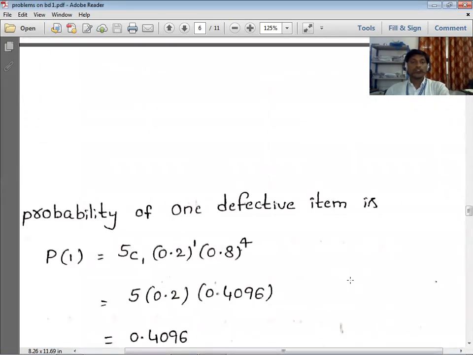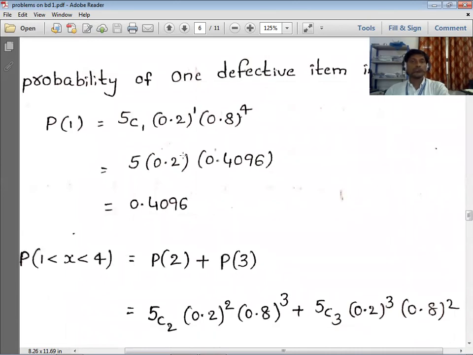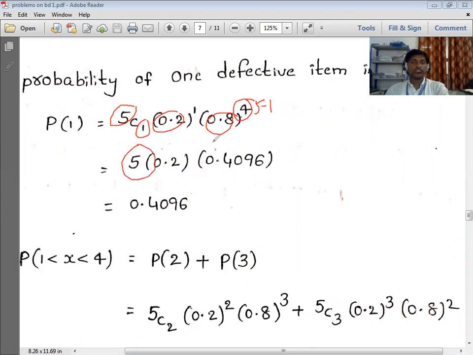Next, probability of one defective item. So one defective item is P of 1, and the same formula we are going to apply. N is 5, X is 1, P is 0.2, Q is 0.8, and 5 minus 1 is 4. So 5C1 is nothing but 5, and 0.2 whole power 1 is 0.2, times 0.8 whole power 4. Multiplying this, we get 0.4096.